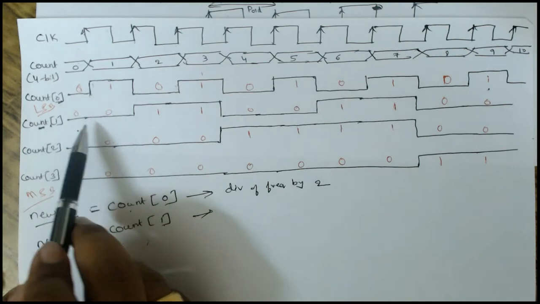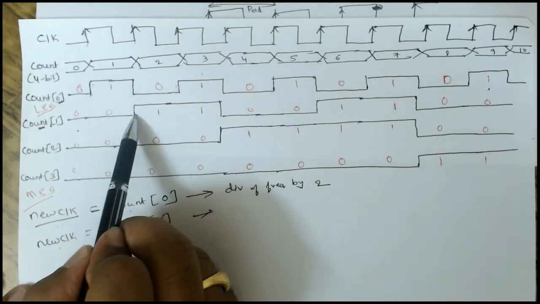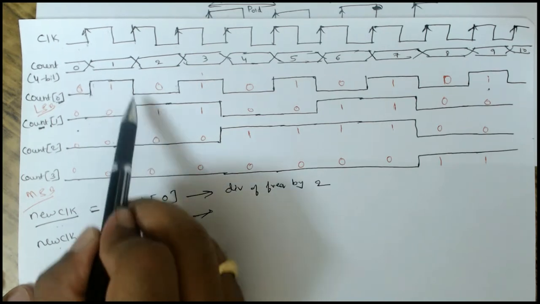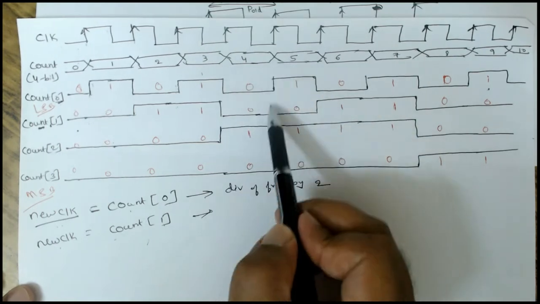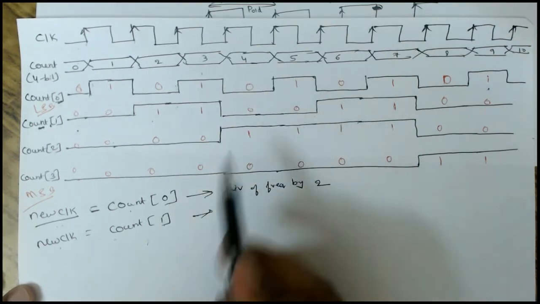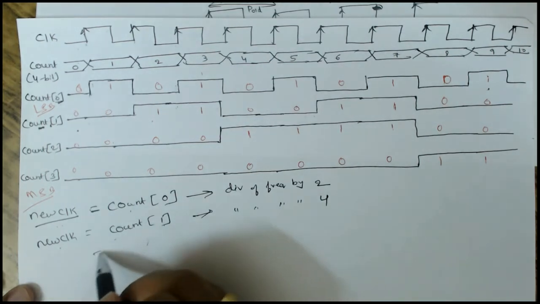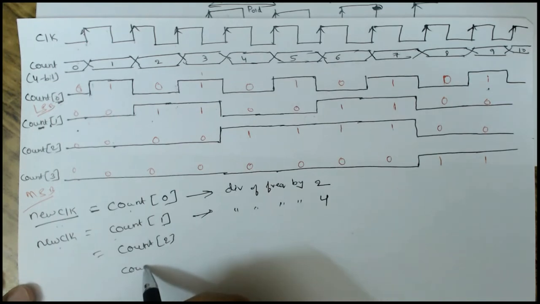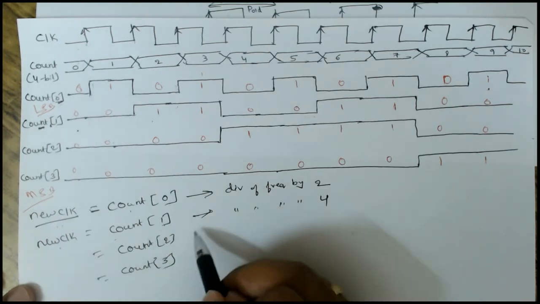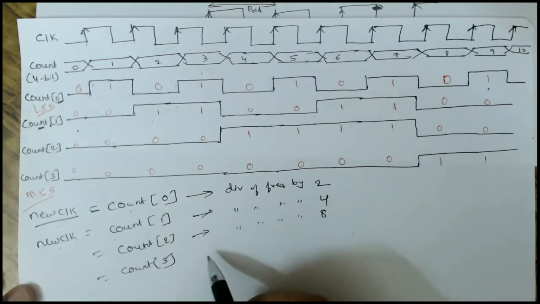Count of 1 means how many cycles have been fit. You just cross-check from here. Let me start from here, it will be much clearer. One positive edge, second clock cycle, third clock cycle, fourth clock cycle completion. Four clock cycles, division of frequency by 4. Similarly, if I assign count of 2 and count of the third bit, what happens? Division of frequency by 8.